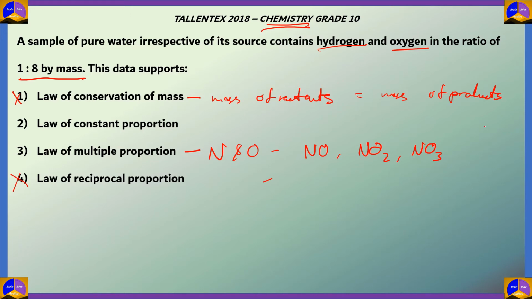and so on. So therefore, option 3 is also incorrect because here it says that irrespective of the source, pure water has hydrogen and oxygen in the ratio of 1:8 by mass. And this means that the proportion of the elements in a pure water molecule is always constant. So that means option 2, the law of constant proportion, is the correct answer.